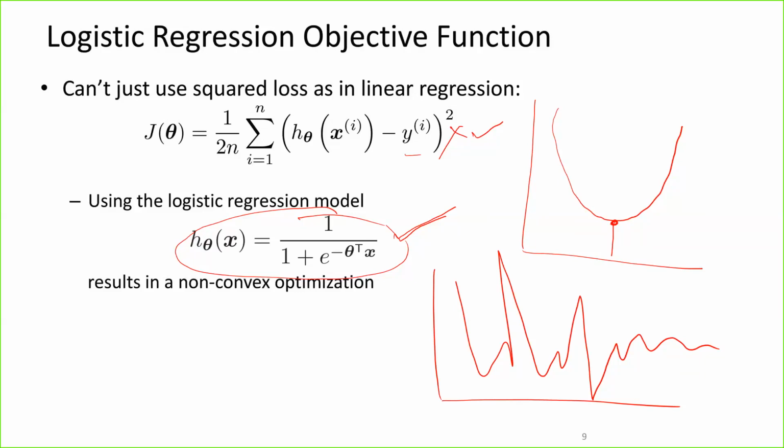Okay. So it will result in non-convex optimization, and it is difficult to solve a non-convex optimization problem. So it is better to avoid that, right, if there is a chance.